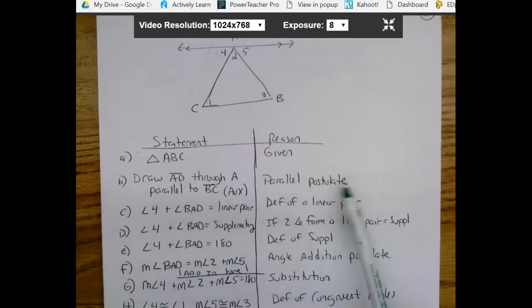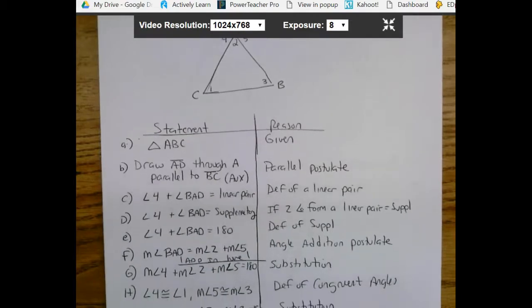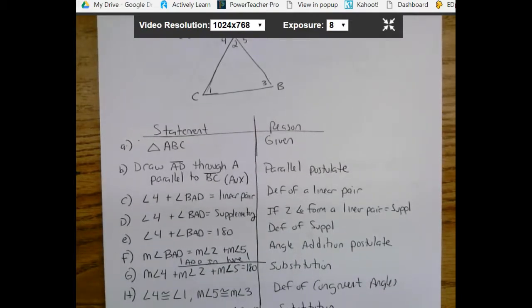Because of this parallel postulate, we can say that if we draw a line AD through A parallel to BC, then we can use that idea to say that the measure of angle 4 plus the measure of angle BAD is a linear pair. Actually, let's stop there.